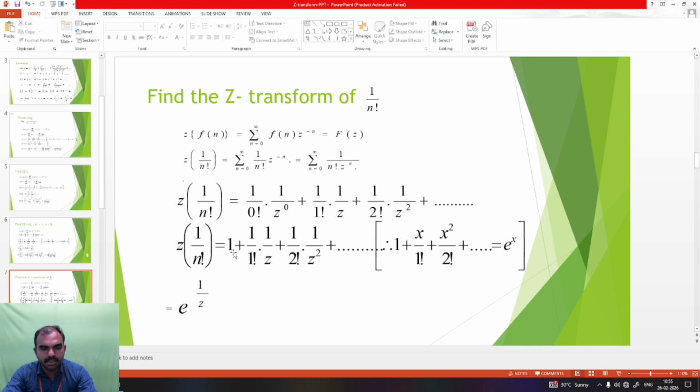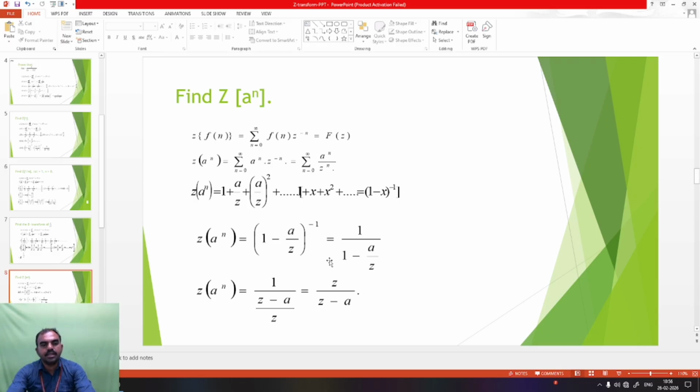So 1 by 1 is 1, plus 1 by 1 factorial 1 by z, plus 1 by 2 factorial 1 by z square, and so on. So this is the formula of 1 plus x by 1 factorial plus x square by 2 factorial and so on. Okay, so here what is x? That is 1 by z, that is our x. So this is the expansion of the exponential function e power x. So e power, what is the x value here? 1 by z. So e power 1 by z. So z transform of 1 by n factorial is e power 1 by z.